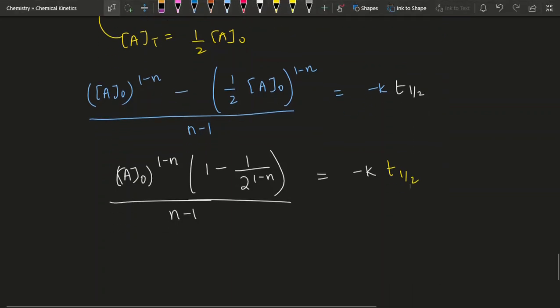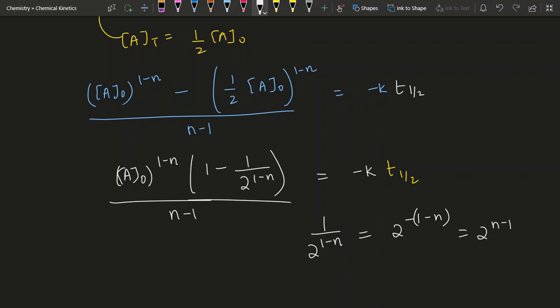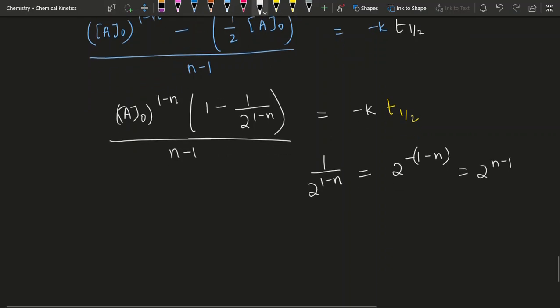And notice, the math is a bit messy here, so you can just skip this video if you want to. Notice that 1 over 2 to the power 1 minus n is equal to writing 1 over 2 to the power negative of 1 minus n, and that is equal to 2 to the power n minus 1. And thus for this expression, you could just have written 2 to the power n minus 1.